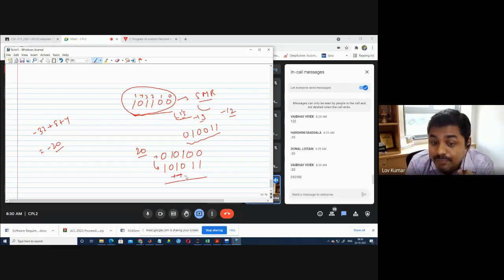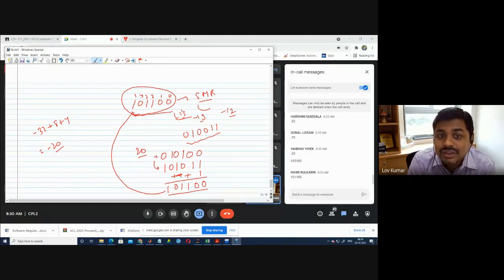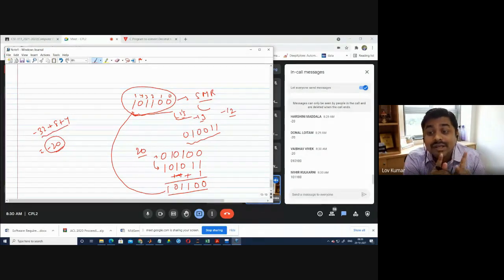If we are going to add plus 1 here, what value will we get? 1 plus 1 is 0, 1 plus 1 is 0, 0 plus 1 is 1. Can we say this number is the same as that? And here we are also getting minus 2. It means whatever procedure we have discussed is also working here. Can we say that?